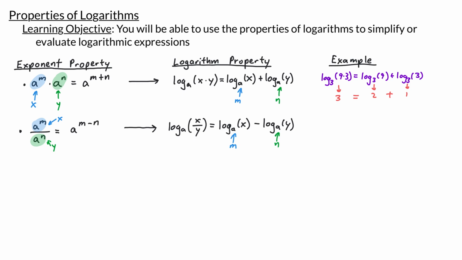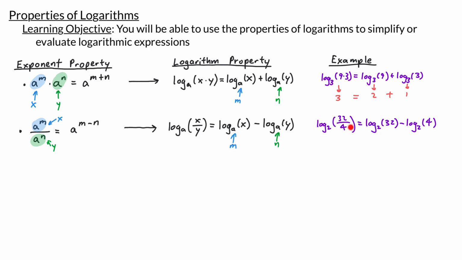Let's now take a look at an example. Let's say we have log with base 2 of 32 divided by 4. And according to our log property, this can be split up as log with base 2 of 32 minus log with base 2 of 4. Again, we'll try to compute both sides of this equation to see that this log property is true.